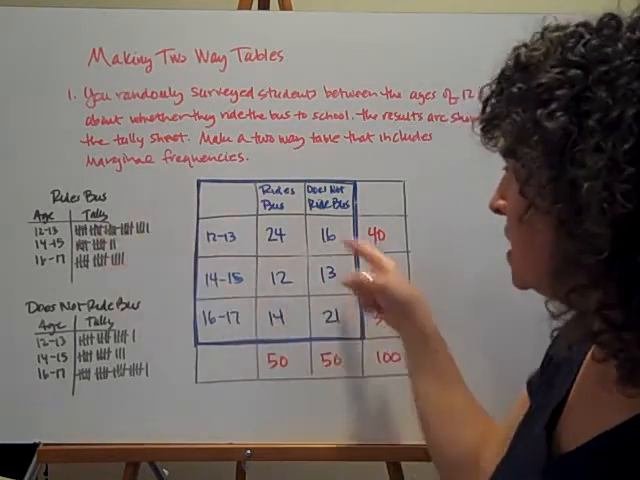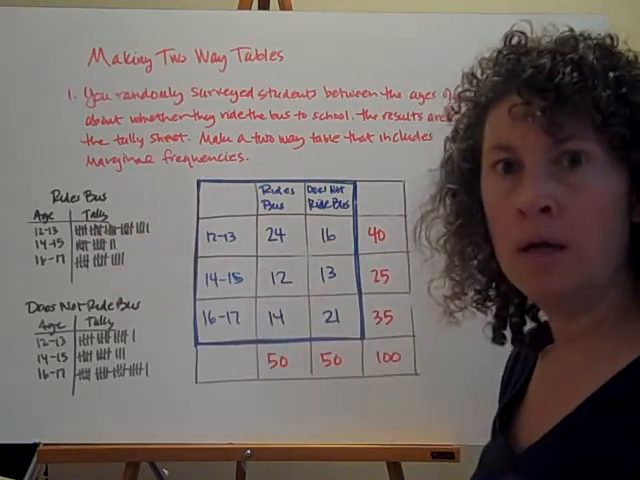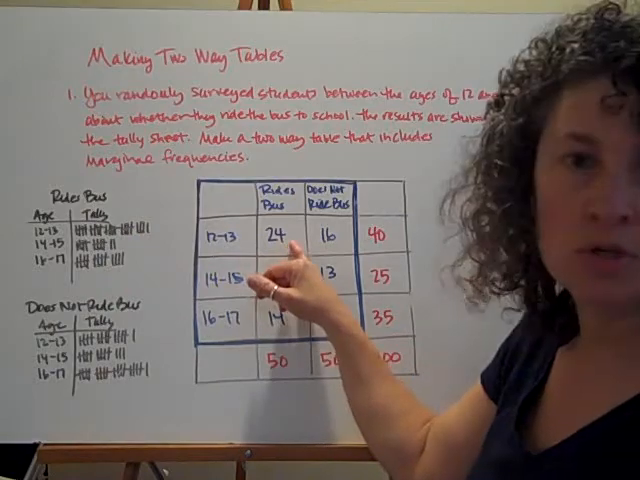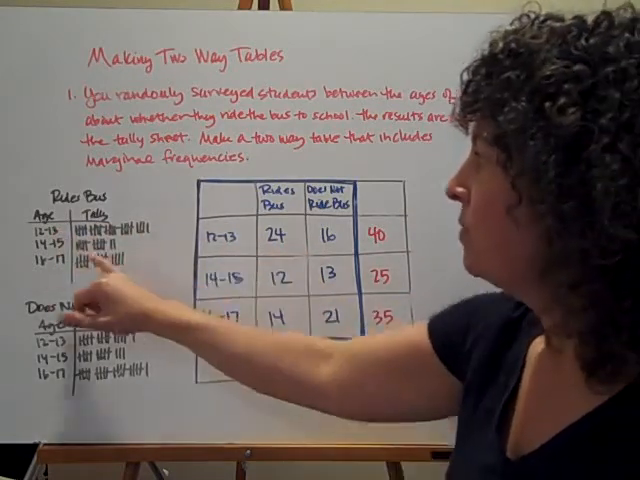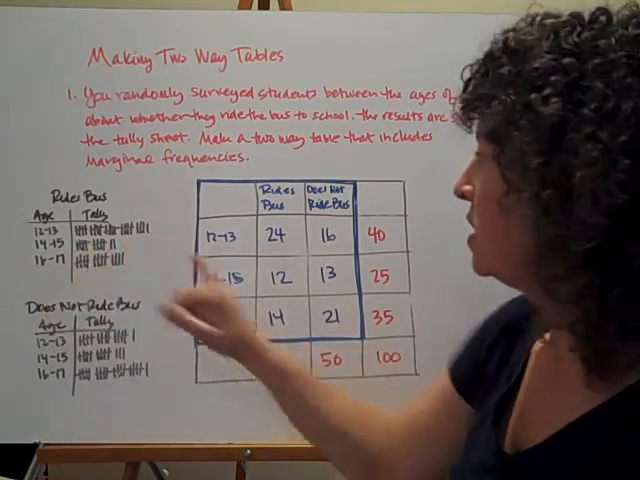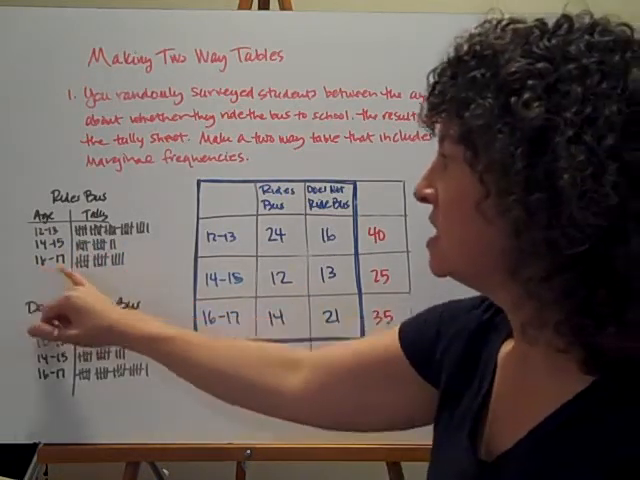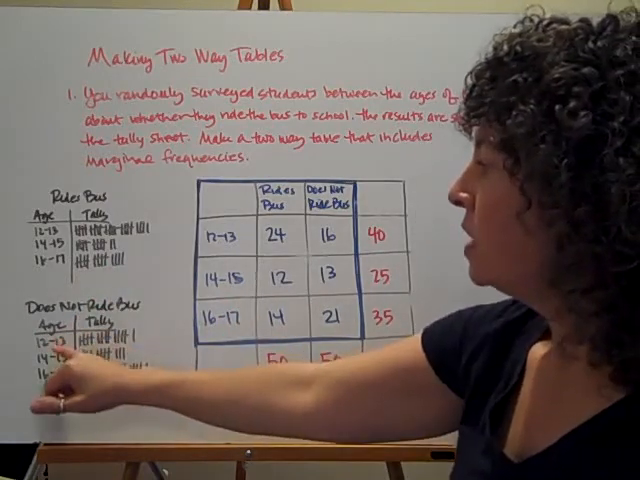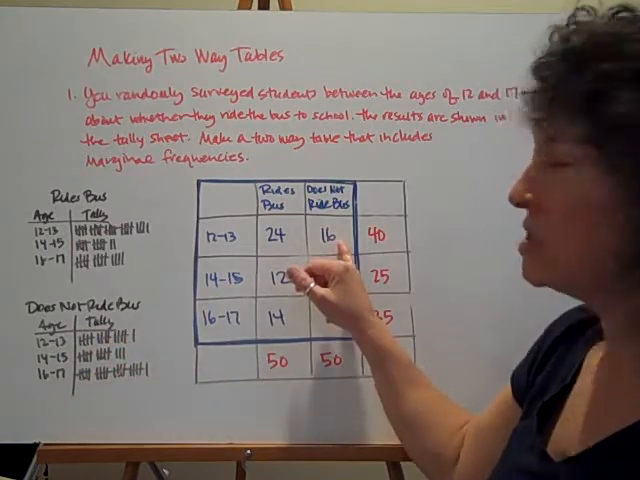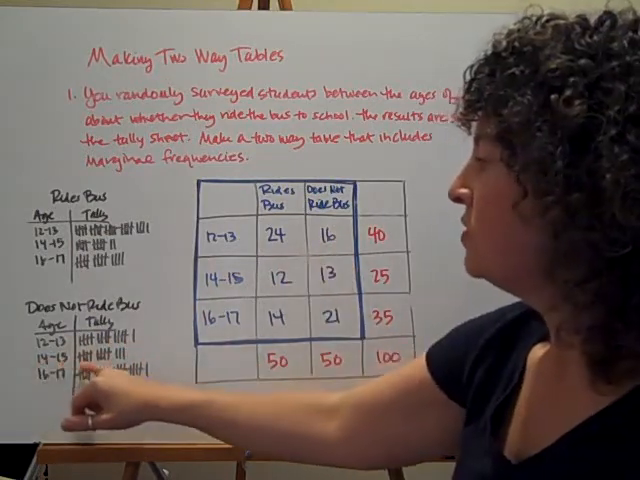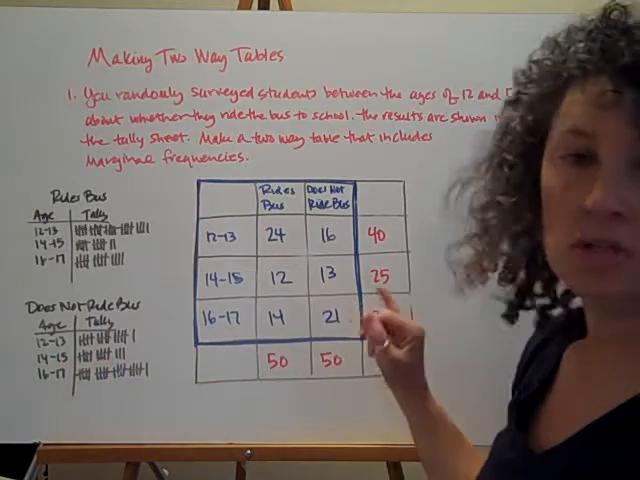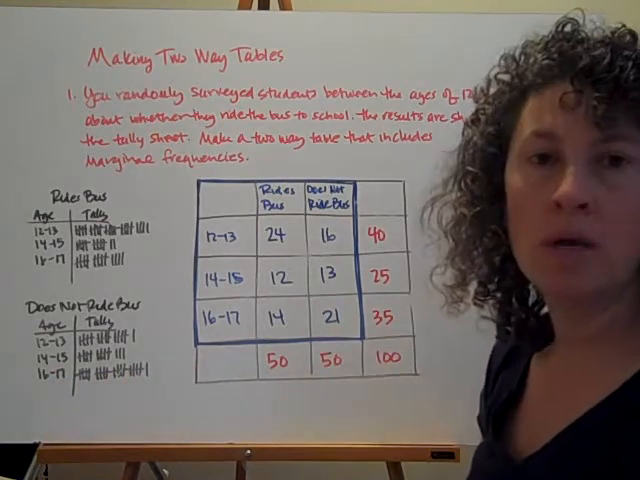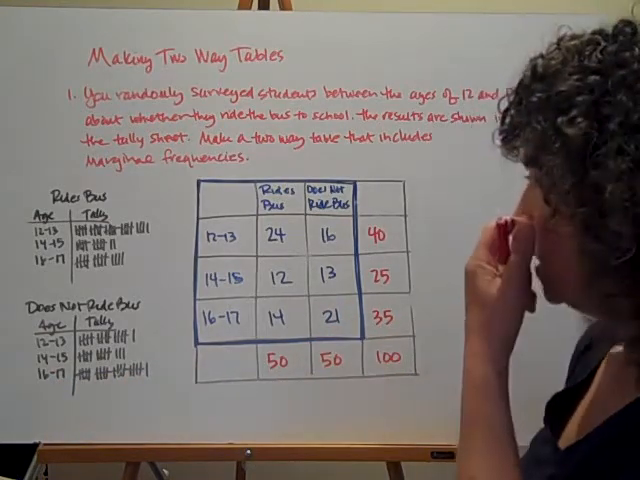And then I filled in each spot with my numbers from my tally sheet. So 12 to 13, 5, 10, 15, 20, 24. There are 24 students who are age 12 to 13 who ride the bus. 14 to 15, 5, 10, there are 12 that ride the bus. 16 to 17, 5, 10, there are 14 that ride the bus in that group. And then do not ride the bus: 12 to 13, 5, 10, 15, 16, so there are 16 who do not ride the bus. 14 to 15, 5, 10, 13 who do not ride the bus. And then 16 to 17, 5, 10, 15, 20, 21. So 21 16 to 17-year-olds in this survey do not ride the bus.